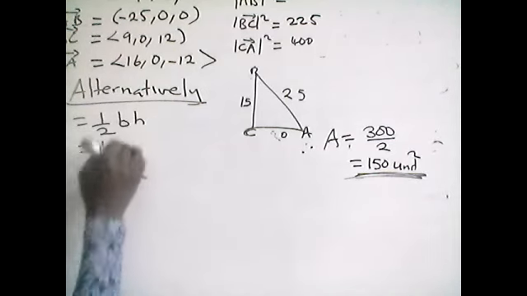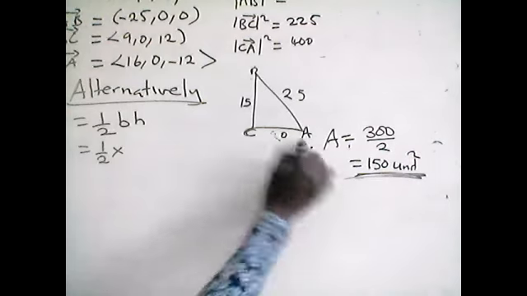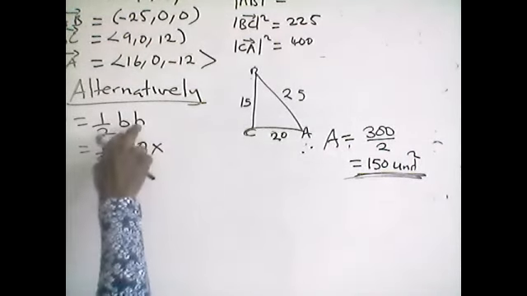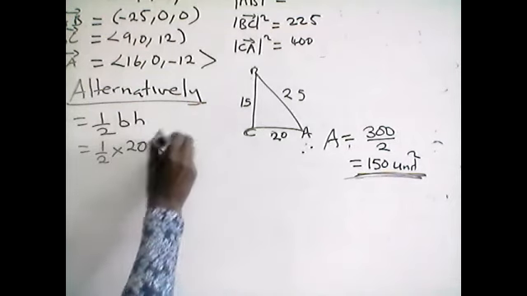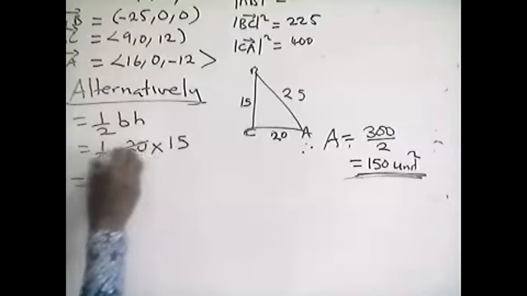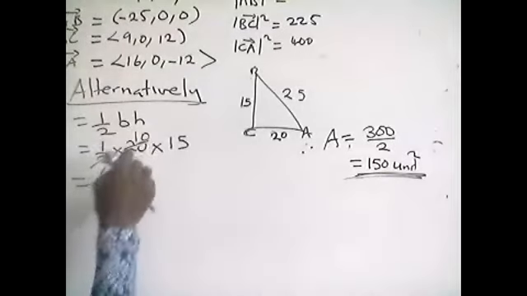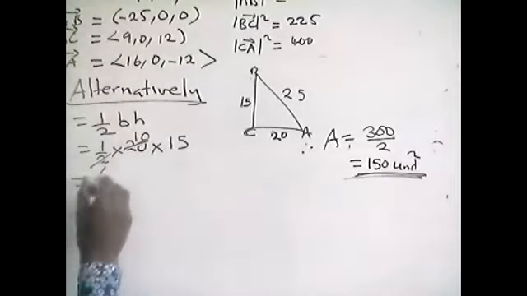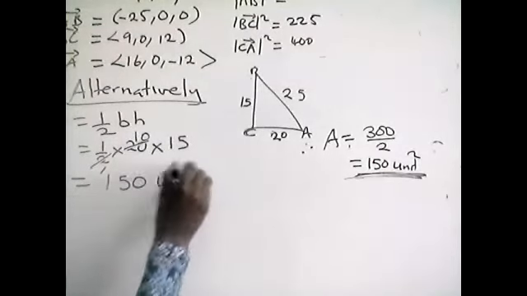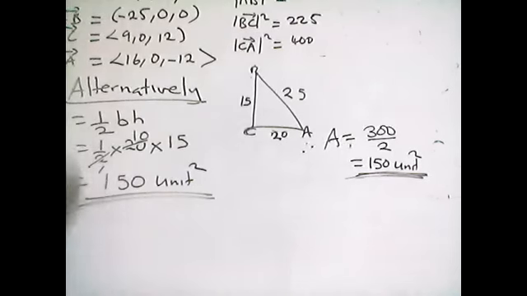Half. What is our B? The base there is 20. 20 times, what is our H? Our height is 15. So half of 20 is 10. So 10 times 15, that's 150 units. So you have seen the alternative way has given us 150. The vector way has also given us 150. Unless there's a question.